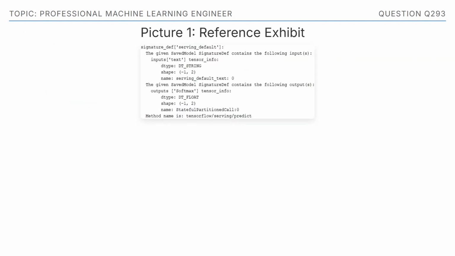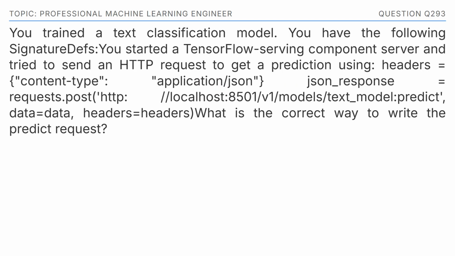Refer to the attached Picture 1, reference exhibit. You trained a text classification model. You have the following signature defs. You started a TensorFlow Serving component server and tried to send an HTTP request to get a prediction using headers equals content type application/json, json_response equals requests.post, http://localhost:8501/v1/models/text_model:predict, data equals data, headers equals headers. What is the correct way to write the predict request?